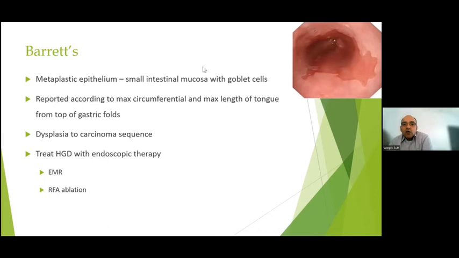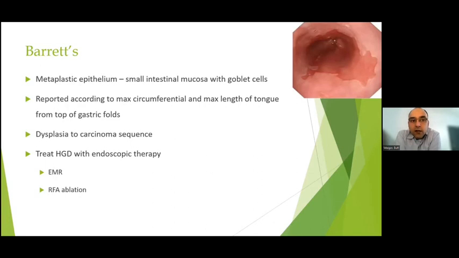Right, so the next topic, as I said, I'm going to quickly go through these topics and then you can ask me questions at the end. So the next topic is Barrett's. And again, I saw a lot of questions on the website about Barrett's esophagus.